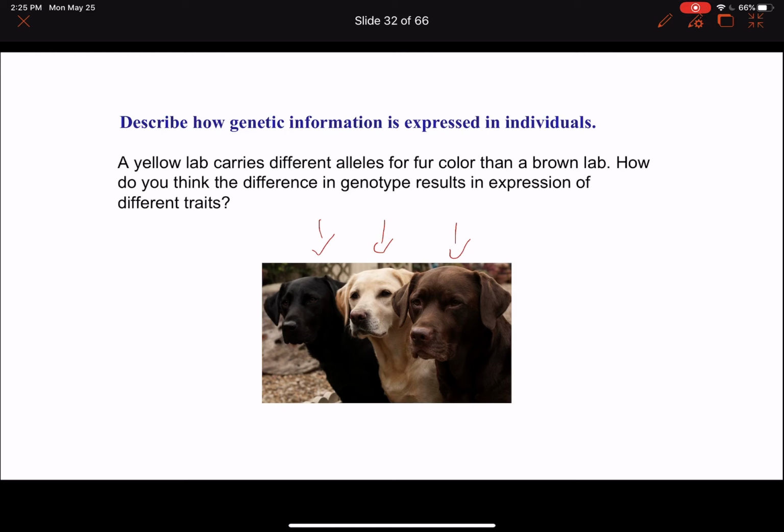What is it about the combination of alleles that actually results in a black dog versus a blonde dog versus a brown dog? How do you think these traits are the result of, say, 2 copies of the dominant allele versus 2 copies of the recessive allele? Let's go ahead and zoom in all the way into the nucleus of the cells of one of these individuals.